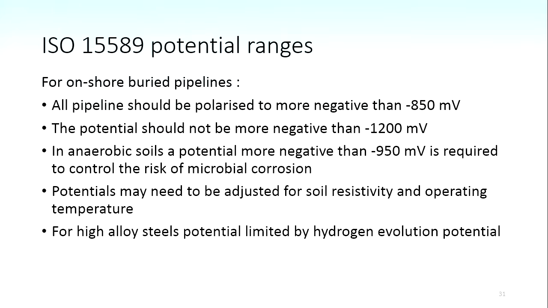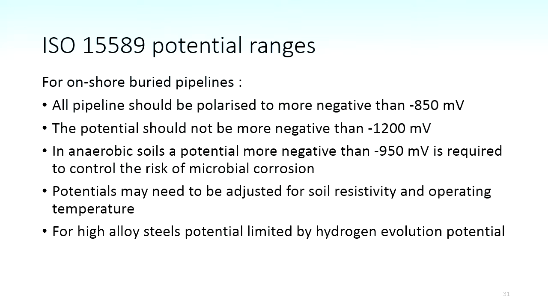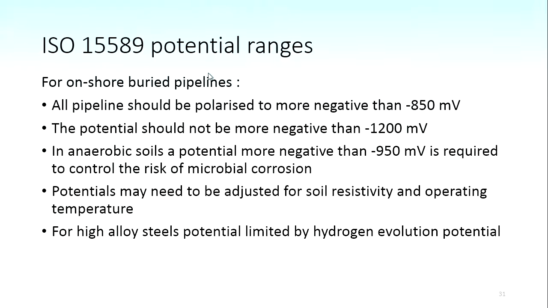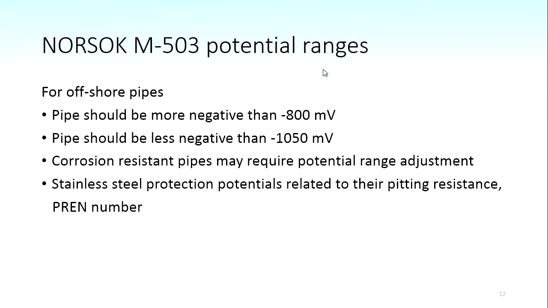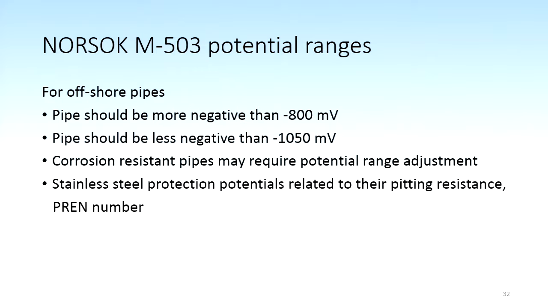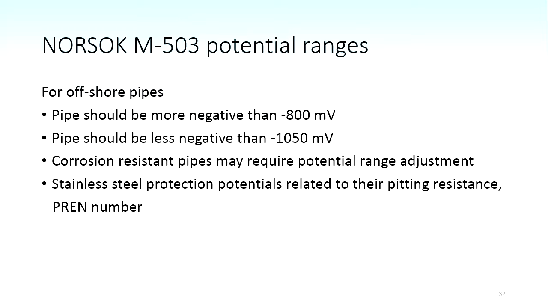So that's the recommended ranges for onshore. This is what is recommended for offshore. This is NORSOK, which is from 1997. And these potentials, you'll see, are a little bit different from these ones. And that's because NORSOK quotes them against the silver chloride. And if you recall from just a minute ago, it's about 50 millivolts different. So it's saying the pipe should be more negative than -850 against copper sulfate, which is about -800 against silver chloride, and less negative than -1100 copper sulfate, which is -1050 silver chloride.